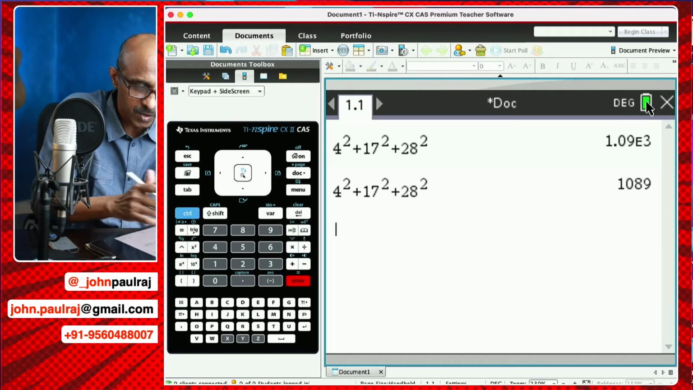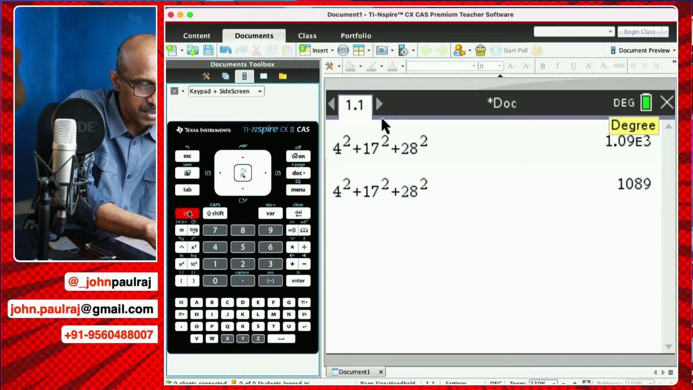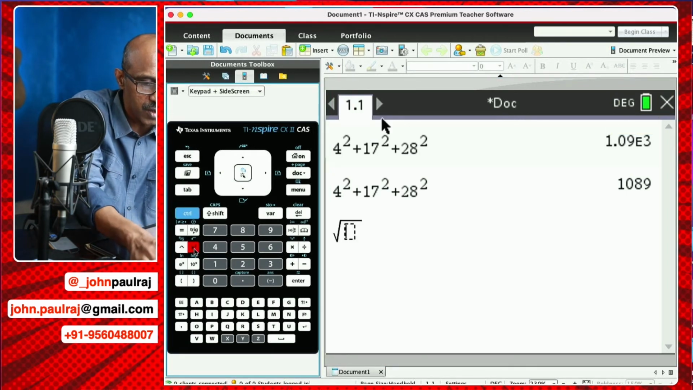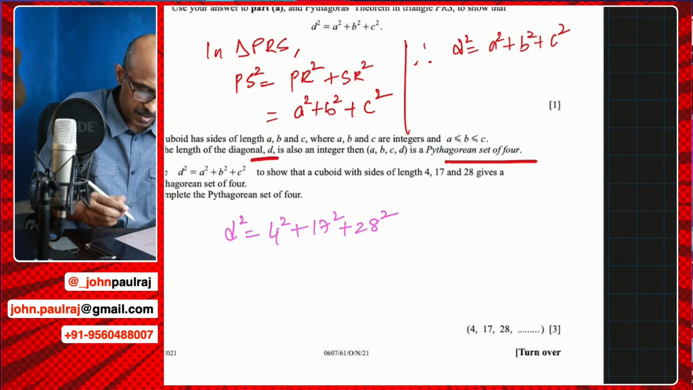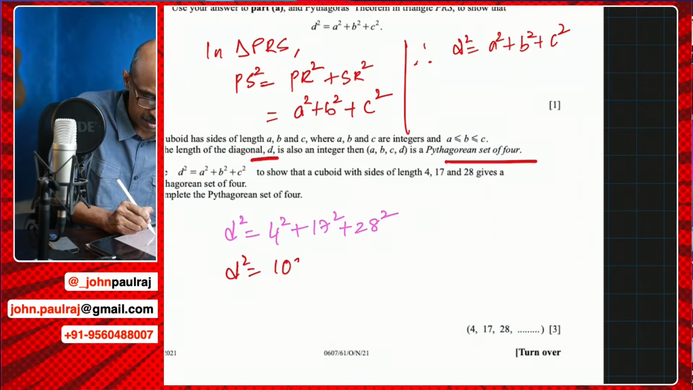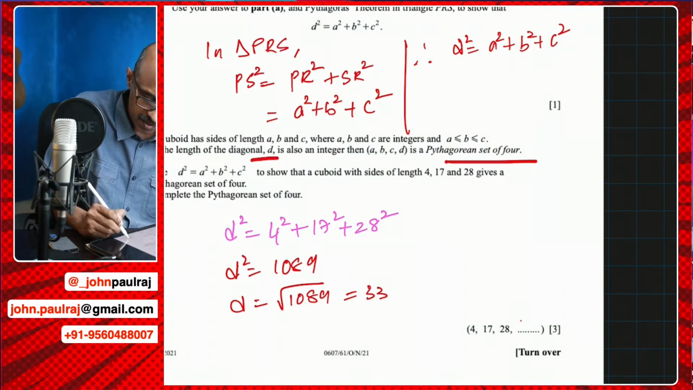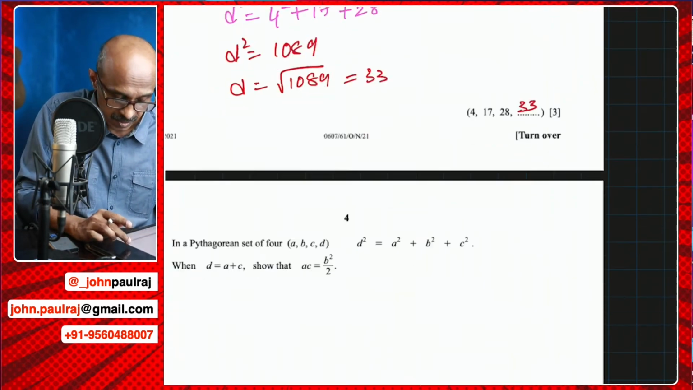Hit enter, and that's 1089. But we're looking for the square root of that number, aren't we? So the square root of the previous term gives you 33, all right? So I switch back to my pad and say that is 33. So d square is 1089, giving you d is the square root of 1089, which is 33. And then you can fill in the blank here, okay? Show all your working as much as possible.